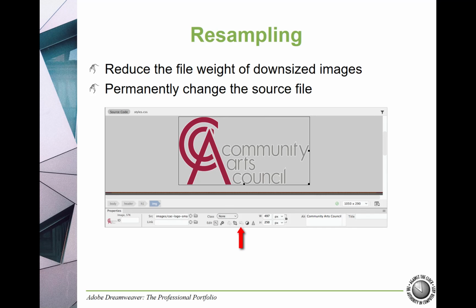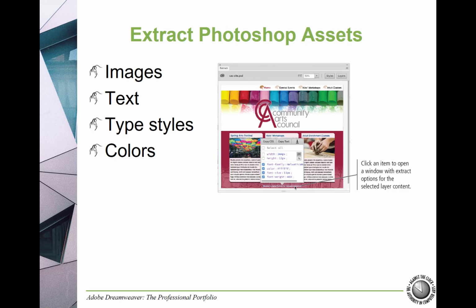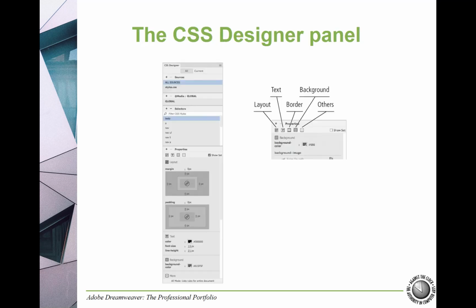Again, resampling in here, it really just removes unnecessary data in the image that's scaled down to size. And what it'll do is reduce the file weight and, of course, also reduce the download time as well. So you'll learn about that as well. Photoshop assets, again, you need to have Adobe Photoshop before you can do that. So we'll talk about that in the book.